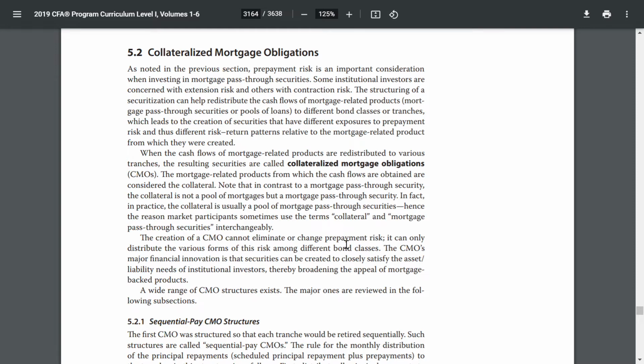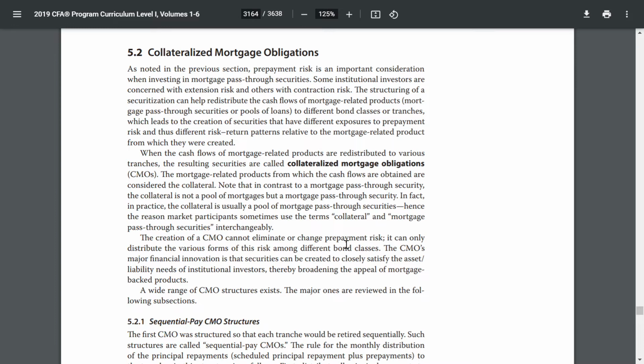Collateralized mortgage obligations. As noted in the previous section, prepayment risk is an important consideration when investing in mortgage pass-through securities. Some institutional investors are concerned with the extension risk, and others with contraction risk. The structuring of a securitization can help redistribute the cash flow of mortgage-related products. The different bond classes are tranches, which leads to the creation of securities that have different exposures to prepayment risk, and thus different risk-return patterns relative to the mortgage-related products from which they were created.